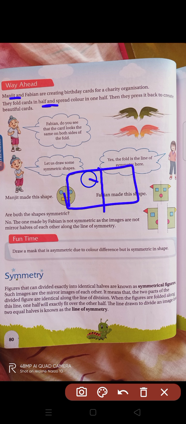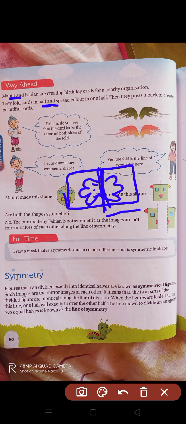Now we have colored or drawn something only on the one part. Then if we fold the paper and press it, that similar pattern appears on the other half of the paper. So we say that these are the patterns, and now let us see whether these are symmetrical.